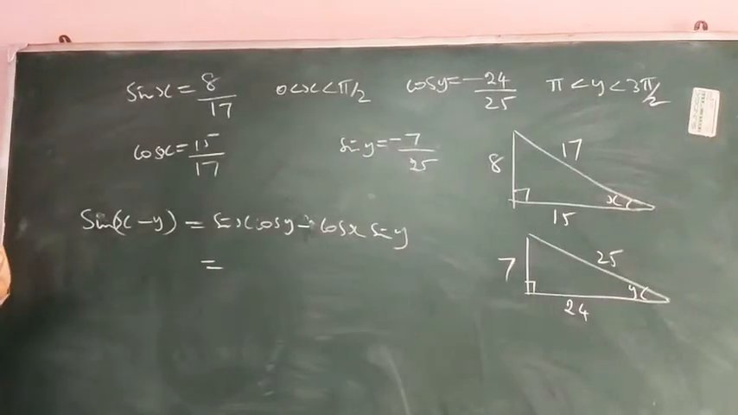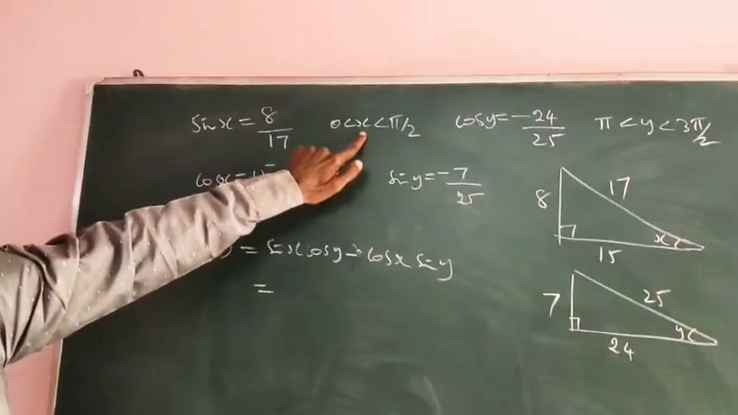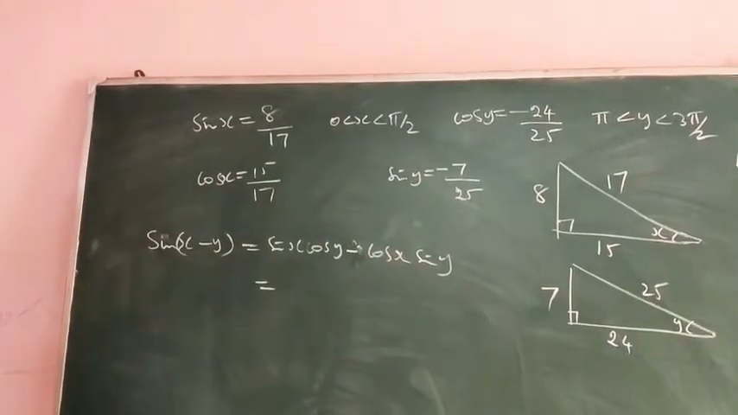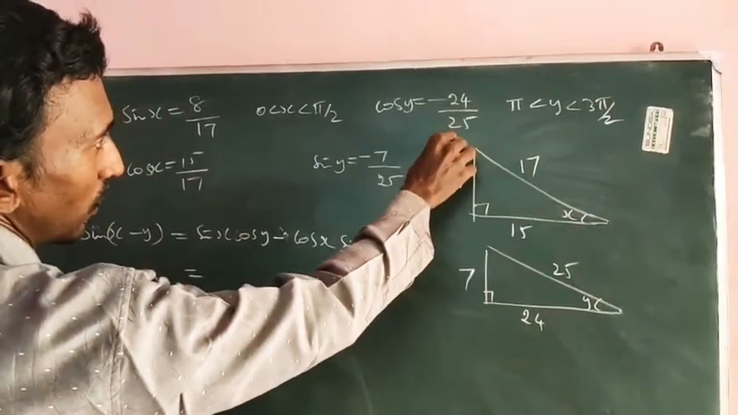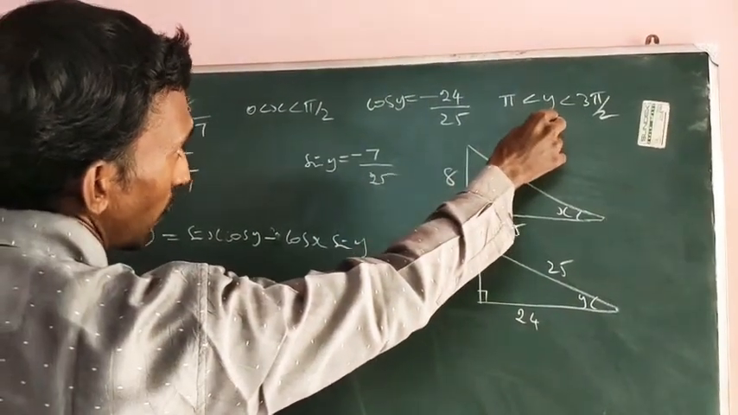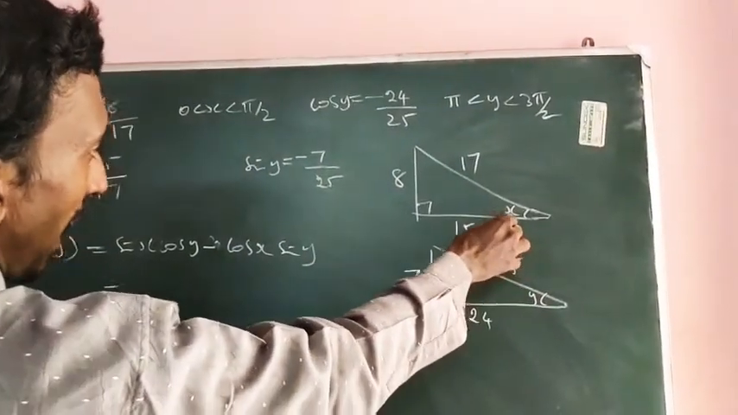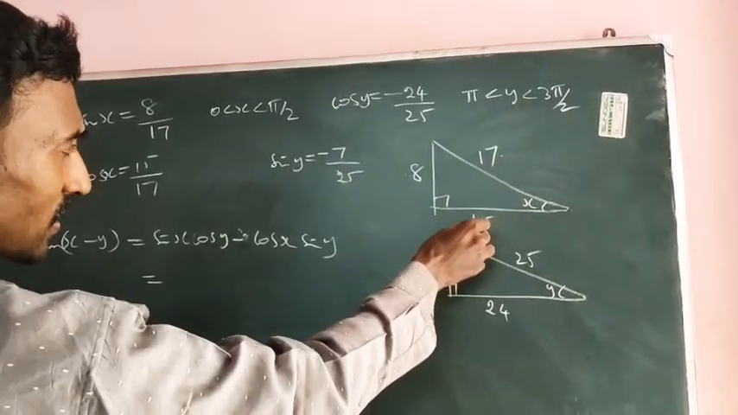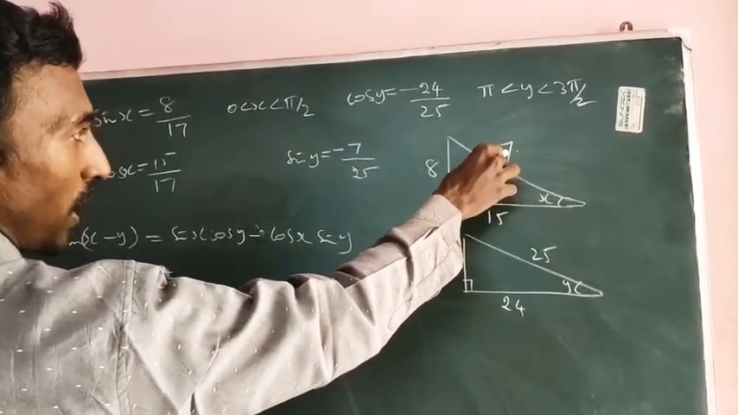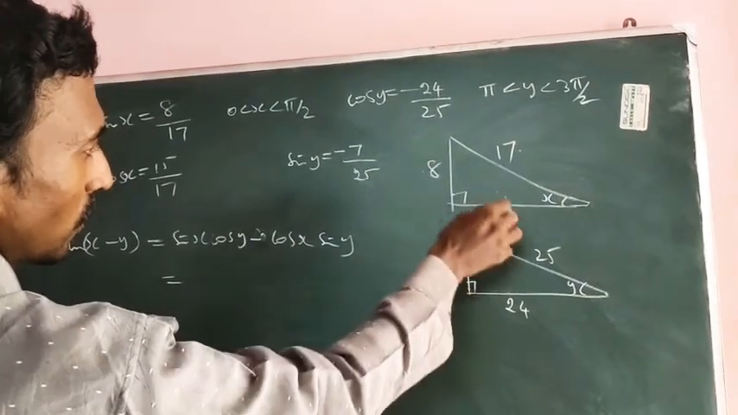Find sin(x minus y), if sin x equals 8 by 17, where x lies in the first quadrant, and cos y equals minus 24 by 25, where y lies in the third quadrant. So obviously we have to take a right angle triangle. This is the angle x. So opposite side by hypotenuse is given. We need the adjacent side. So root of 17 square minus 8 square, it is nothing but root of 225, 15.